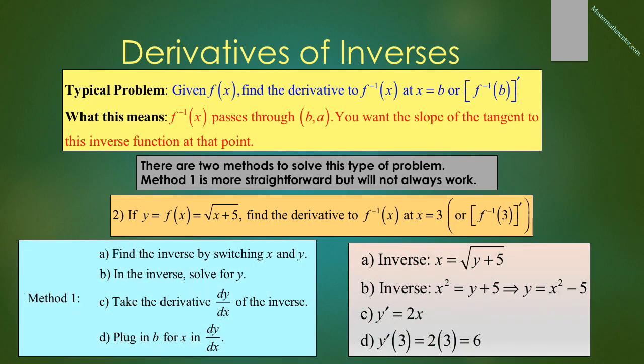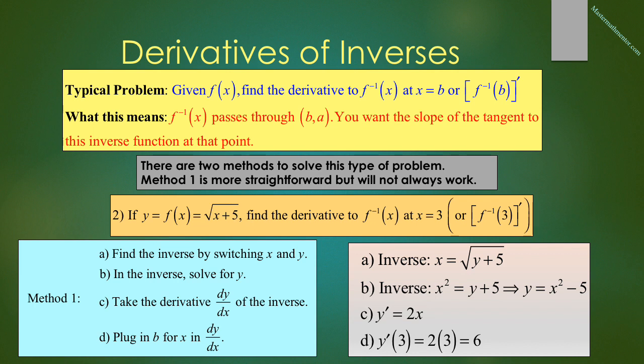Rather than show method 1 and then show the solution to the problem, we will show each step of the method and then switch back to the problem. So step A says to find the inverse by switching x and y. So if y equals the square root of x plus 5, then the inverse is x is equal to the square root of y plus 5.